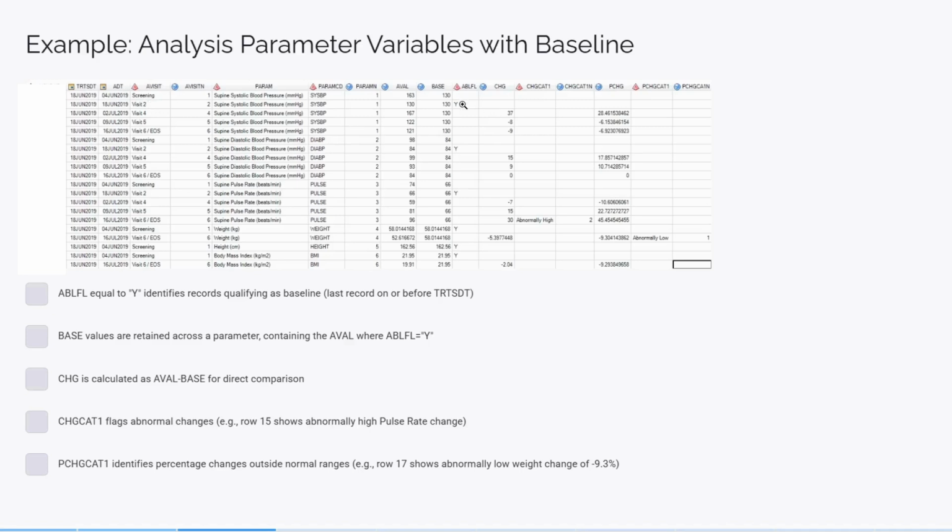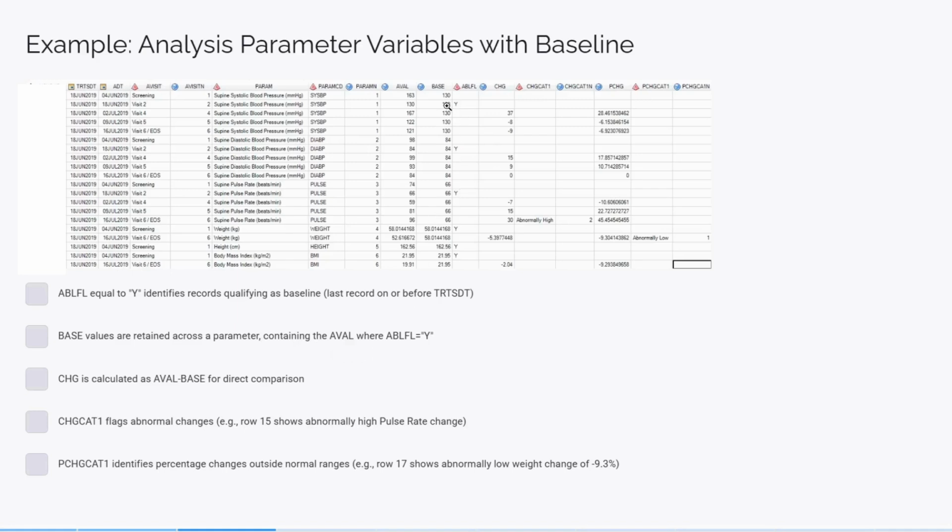So this is the prior administration of the drug. This is the record where the parameters, like the vital signs, have been collected. That has the value there, and that is the baseline flag for each individual parameter. You see the diastolic will have the second Y, and base values are retained across the parameter containing the AVAL where ABLF equals Y.